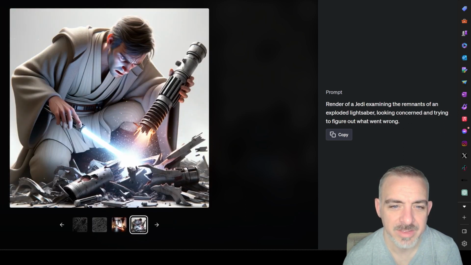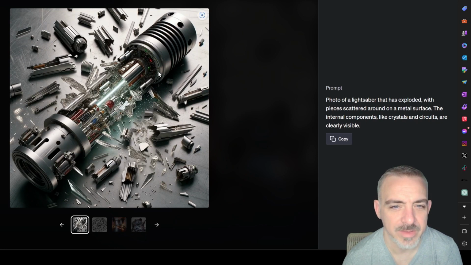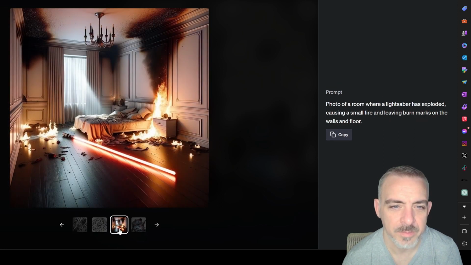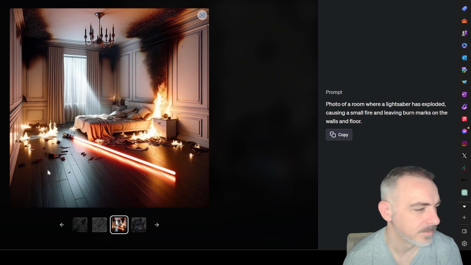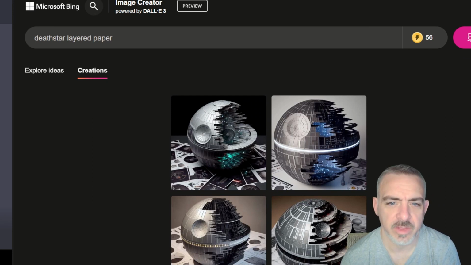If I had to, this one might be my favorite just because it's a little more detailed as far as what's going on inside the lightsaber. This one might be my actual favorite though, just because the lightsaber apparently exploded and caught a room on fire. Totally misunderstood the prompt on that. Let's move on. All right, for the next one, I did Death Star layered paper.